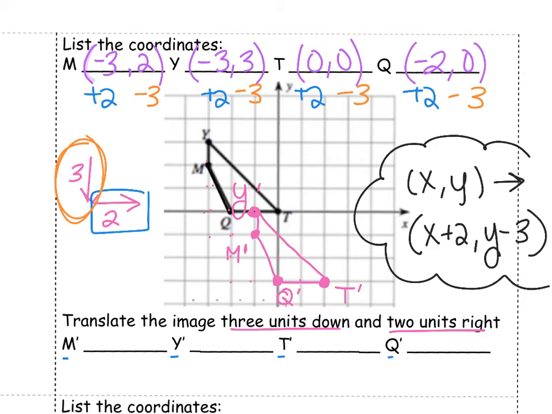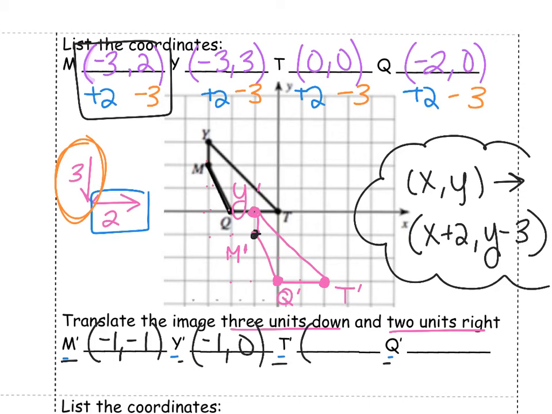So we can go ahead and find these new coordinates of my prime points by either doing the math, like we see here, or by physically looking at the point on the grid. No matter which way we do this, M prime is now at -1, -1. Y prime is now at -1, 0. T prime is at 2, -3. And Q prime is at 0, -3.